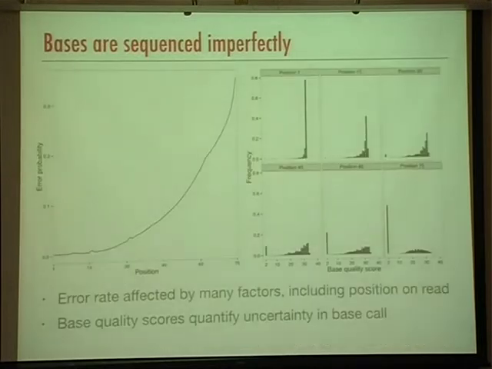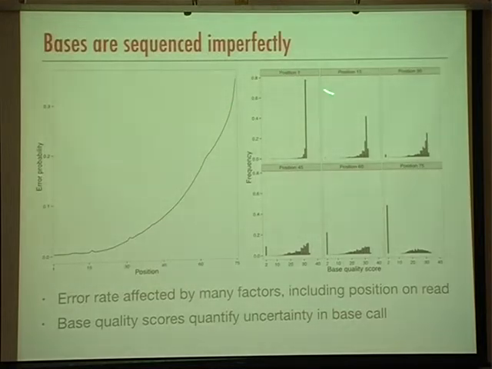Okay, so I mentioned that the error rates are not consistent across the read, and one of the really strong patterns is that the errors are particularly bad towards the ends of the read. So this is error probability versus position along a read, and you can see it has this really strong increase. And here's another view of this.